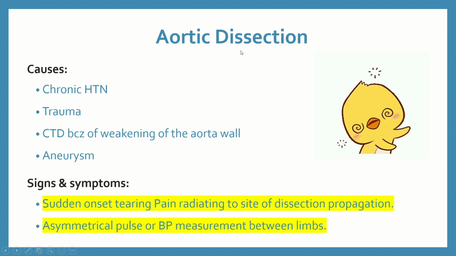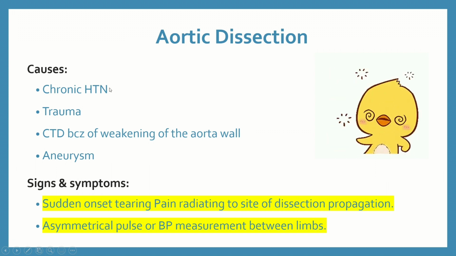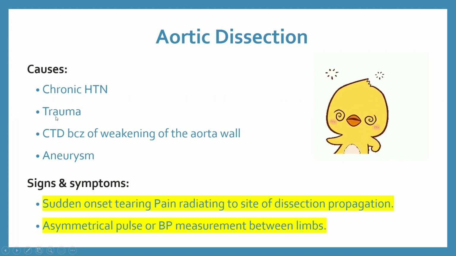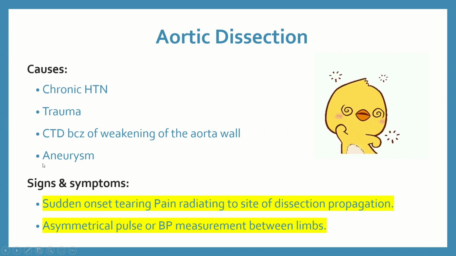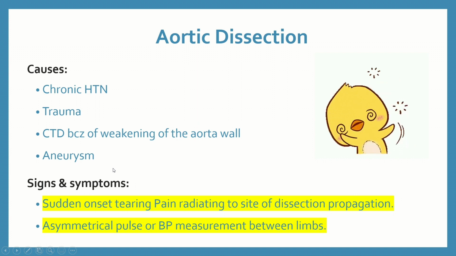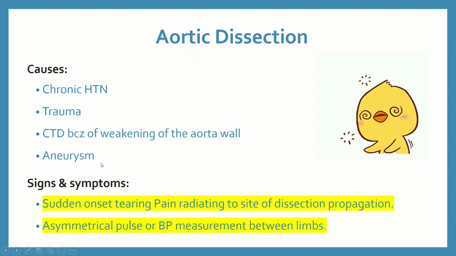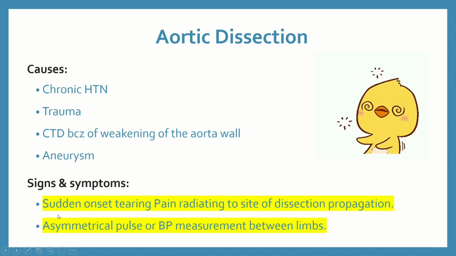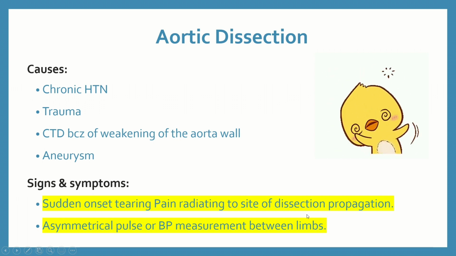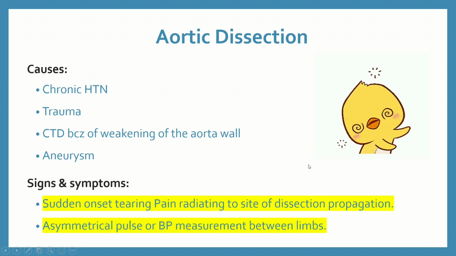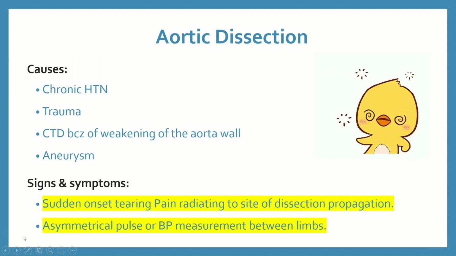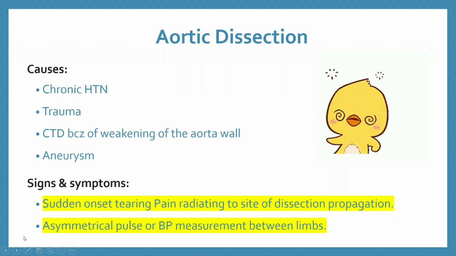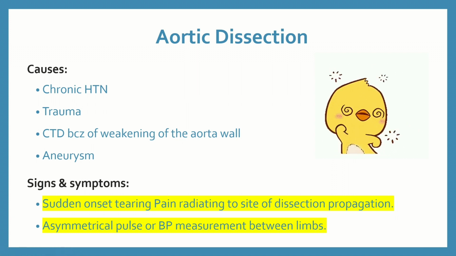So, aortic dissection is usually caused by chronic hypertension, trauma, connective tissue disease, or aneurysm. And the patient usually will come with a sudden onset tearing pain that is radiating to the site of the dissection propagation, according to whether the dissection was going upward or downward. And the patient also will have asymmetrical pulse or blood pressure measurements between the limbs.